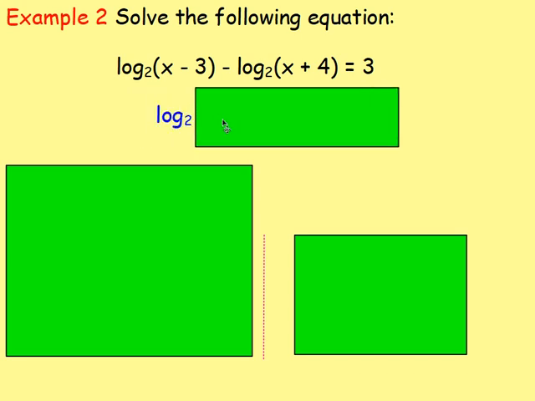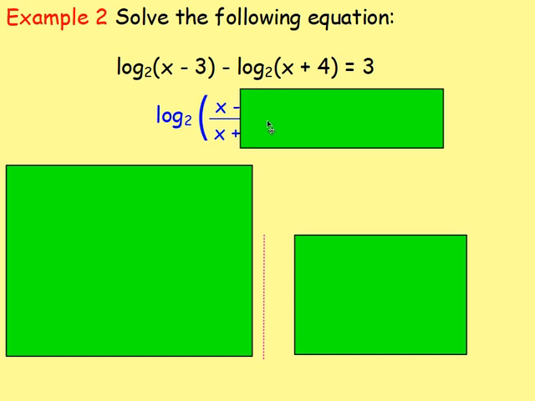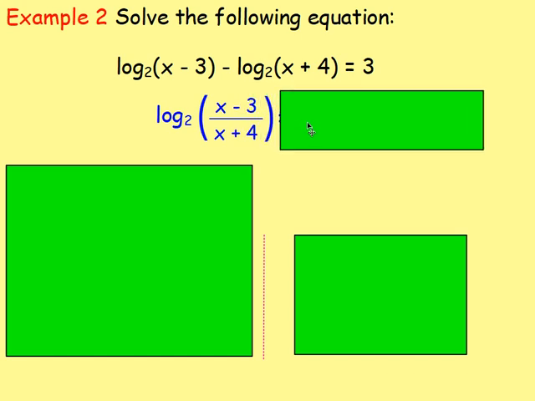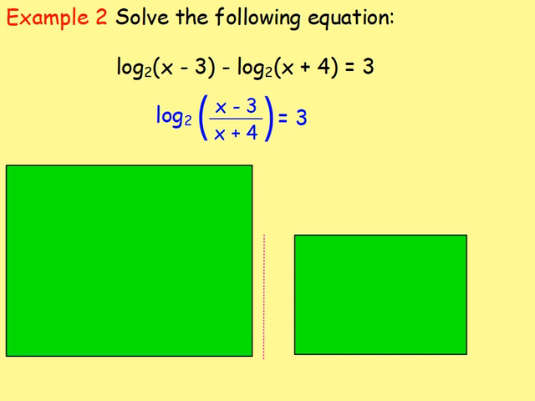So bring them together so you get log base 2 of, and then you've got x take away 3 divided by x plus 4. And that obviously equals 3. Just leave that as it is. We need to work out the value of x. What would we do from here then? It's written in the log form. It's difficult to work out. Anybody see a way forward? Good, Mary Lou, perfectly right. Rewrite this in exponential form.